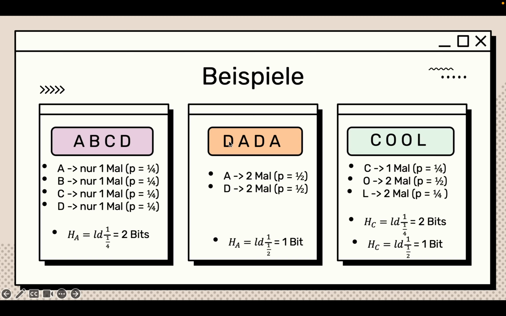In this example, we have 4 characters. However, we have 2 repetitions for each. So that means we put 2 over 4, which is equal to 1/2 for each. And then once we put it here, we get 1 bit.